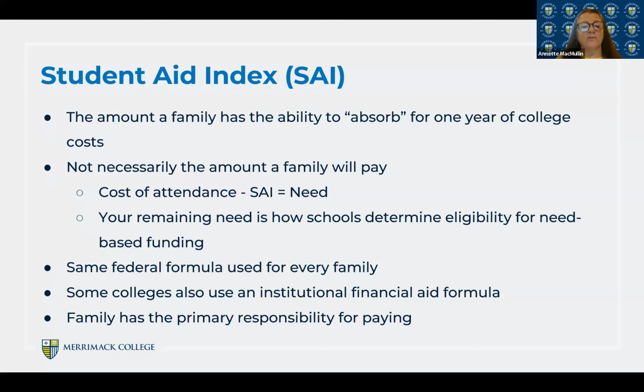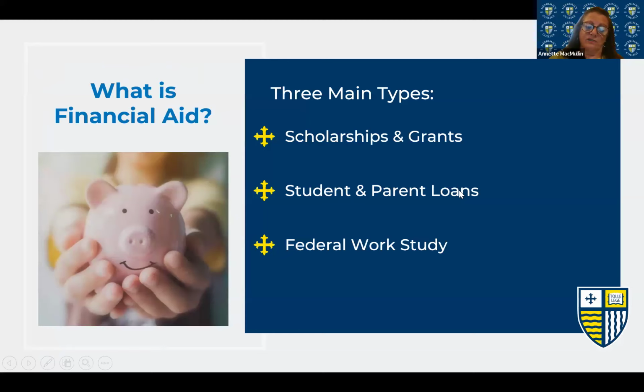Some colleges may also use an institutional financial aid formula to determine your eligibility. So far here at Merrimack, we only require the FAFSA, so we don't ask you to complete any other form. The federal government does believe, though, that families do have the primary responsibility for paying for college.